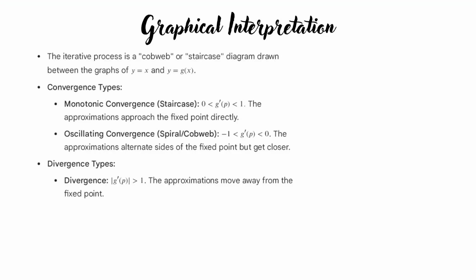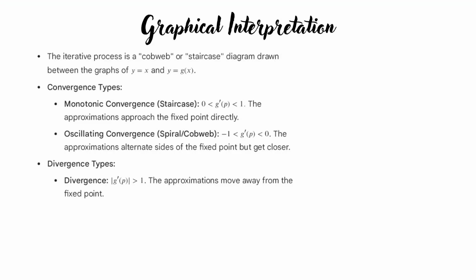Graphical interpretation. The iterative process is a cobweb or staircase diagram drawn between the graphs of y = x and y = g(x). Convergence types. Monotonic convergence, or staircase: 0 < g'(p) < 1. The approximations approach the fixed point directly.